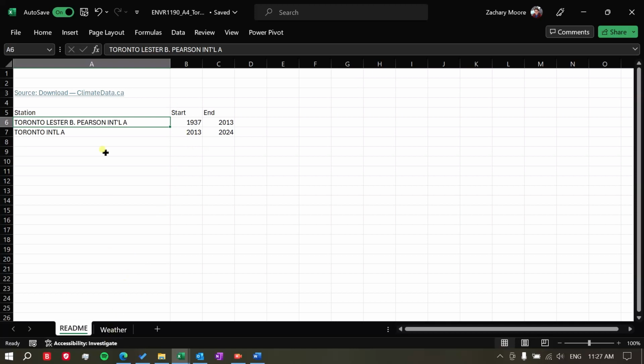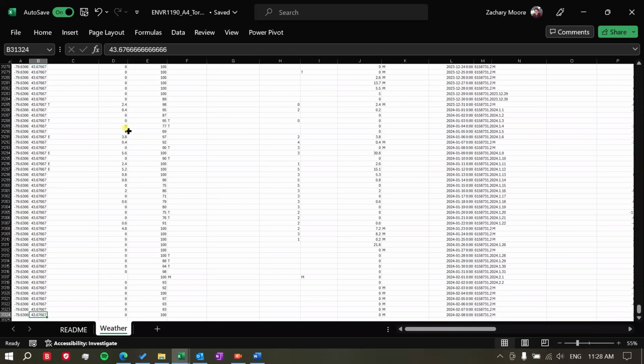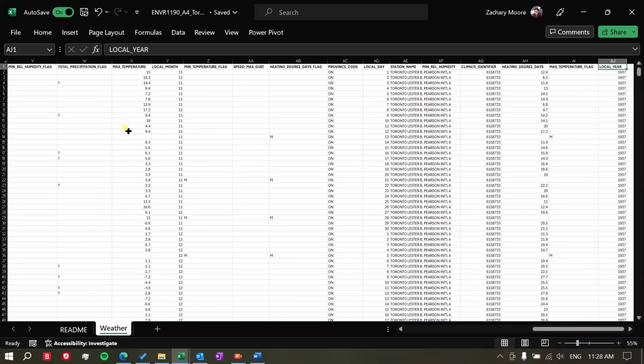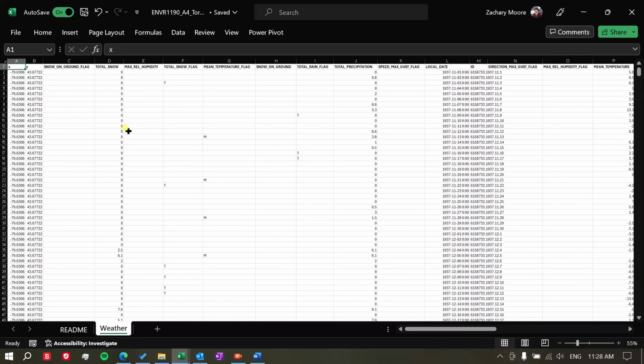The data set that we have is downloaded from climatedata.ca, and it is for Toronto Lester B. Pearson International Airport from 1937 until 2024. These two data sets are just separated because they changed the name of the station. If you go into this data set, you'll see that we have 31,000 lines and 36 columns. Within each of these, we have the daily weather at this weather station, and there are all sorts of different measures like precipitation and temperature and all these other wonderful things.